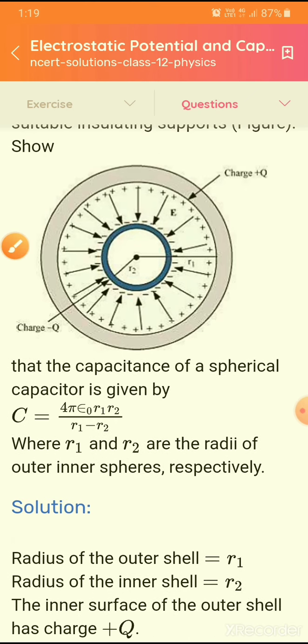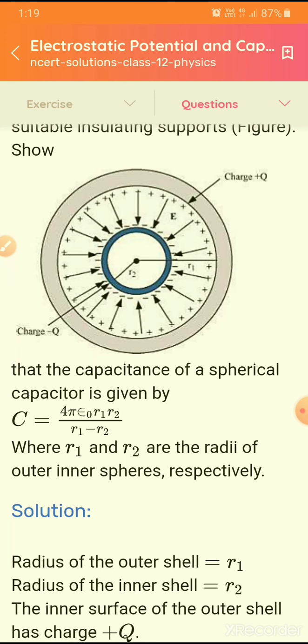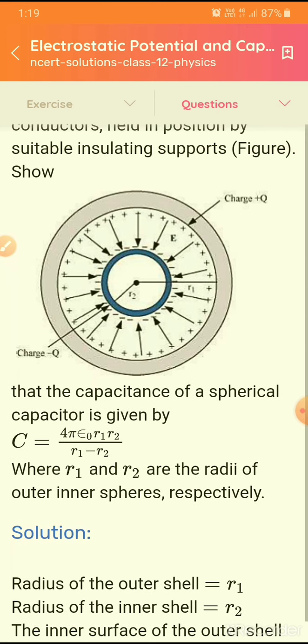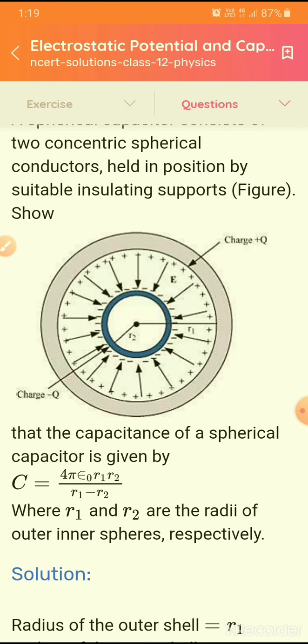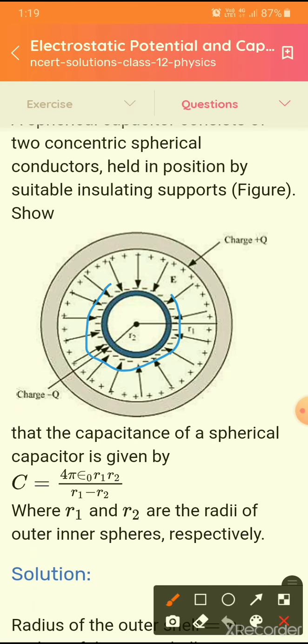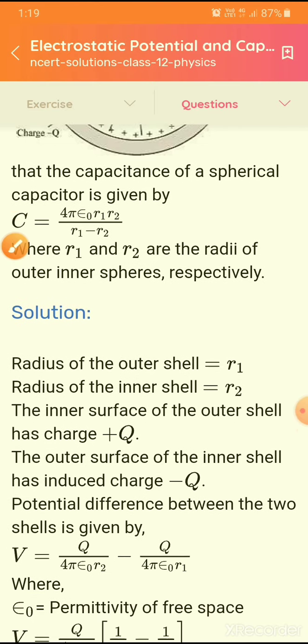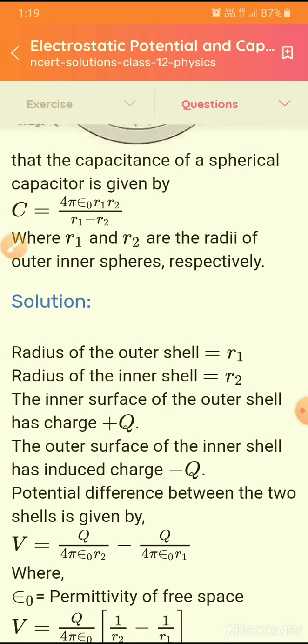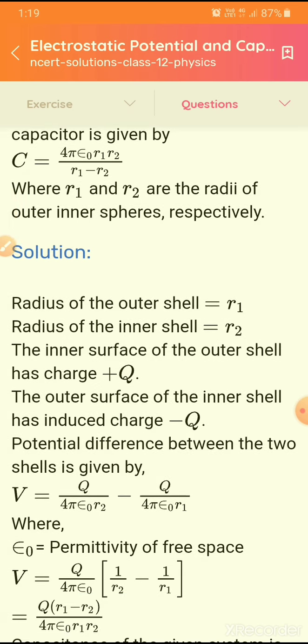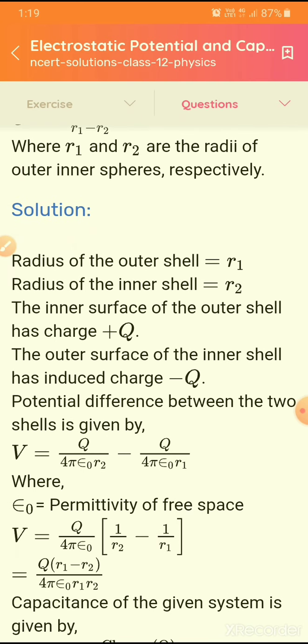This is the inner shell, and this is the outer surface of the inner shell. The outer surface of the inner shell will have charge minus Q. So the potential difference between the two shells can be written as V is equal to Q divided by 4 pi epsilon naught R2 minus Q divided by 4 pi epsilon naught R1.